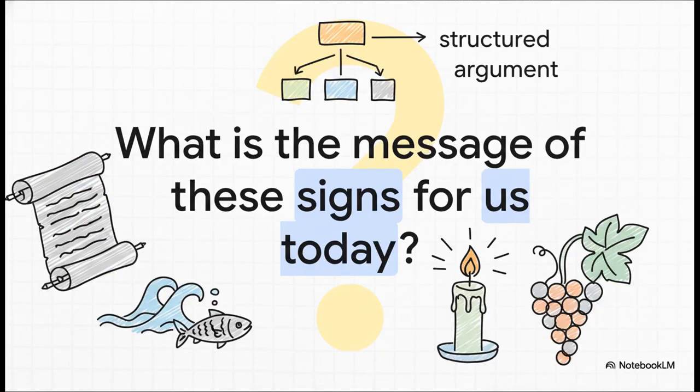So you see, John's gospel isn't just an ancient text. It's a living, breathing argument. He didn't just write down random things that happened. He deliberately chose these specific signs and these specific sayings for a reason. And so the question he leaves hanging in the air for every single reader, then and now, is this: what is their message for us today?